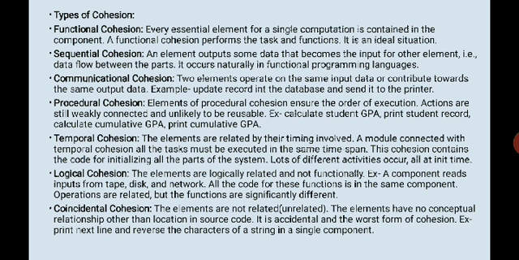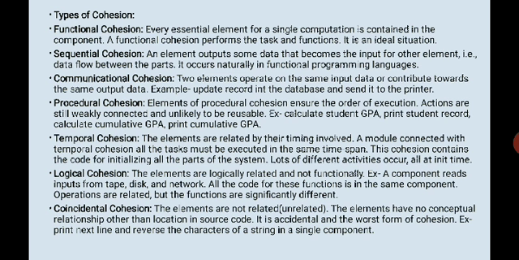So what are the types of cohesion? First we come to functional cohesion. Every essential element of a single computation is contained in the component, right? So a functional cohesion performs a single task or function. It is an ideal situation. Sequential cohesion: an element outputs some data that becomes the input for another element, that is, data flow between the parts. It occurs naturally in functional programming languages. Communicational cohesion: two elements operate on the same input data or contribute towards the same output data. Example, update a record in the database and send it to the printer.